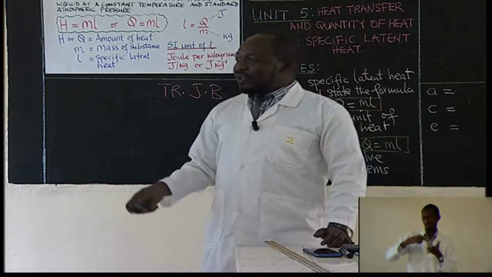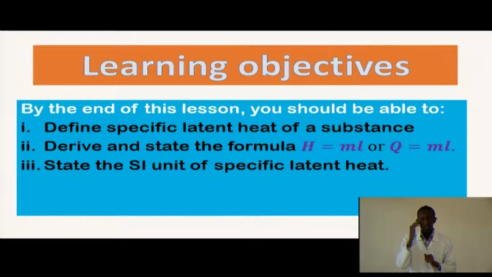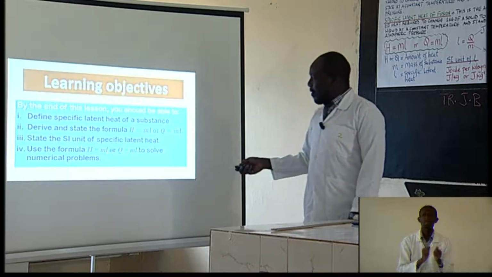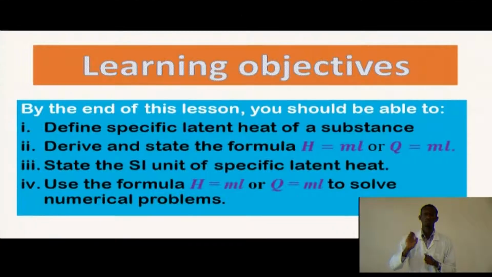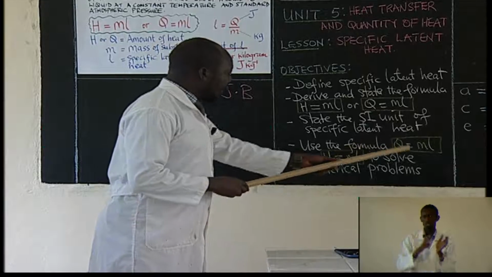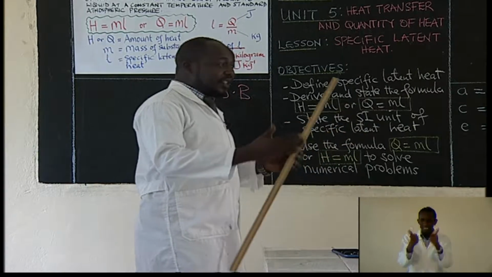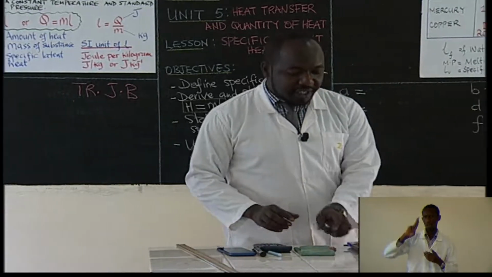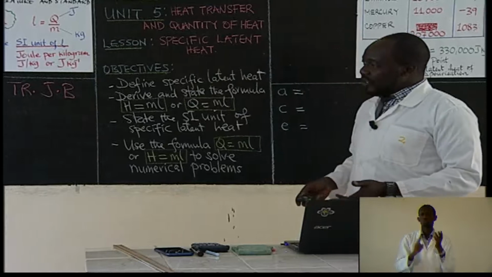Then we should be able to state the SI unit of specific latent heat. So what is the standard unit of specific latent heat? Lastly, during this lesson, we should be able to use the formula H equals ml or Q equals ml to solve numerical problems. So this is what we want to achieve during this lesson. Q equals ml, H equals ml. They mean the same thing, but we shall see how we can derive them and also use that equation.